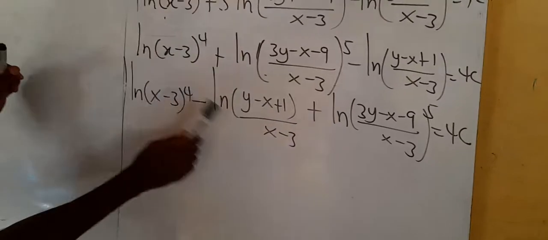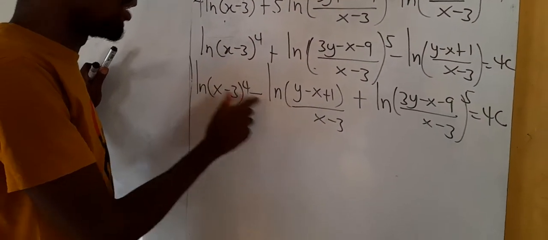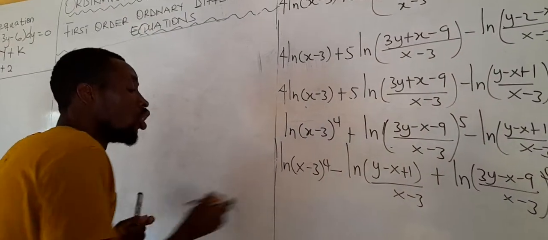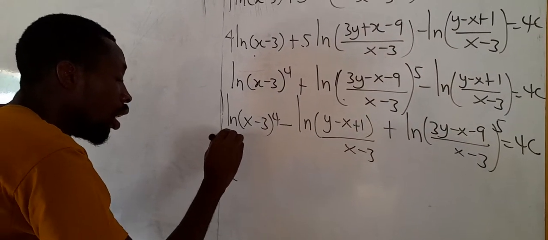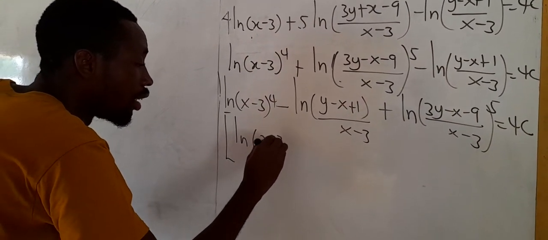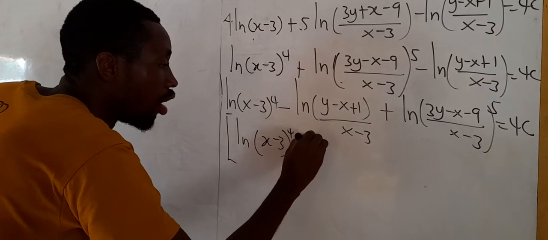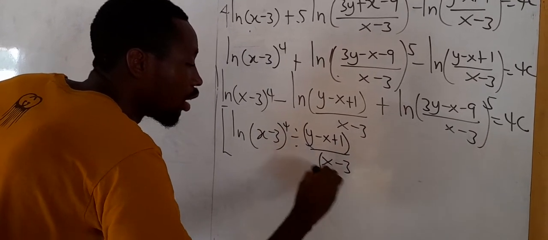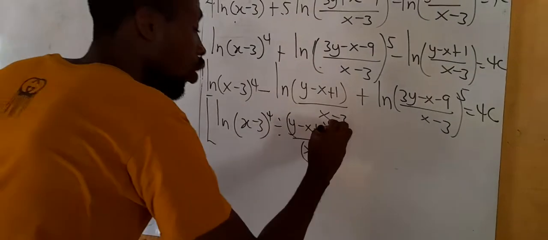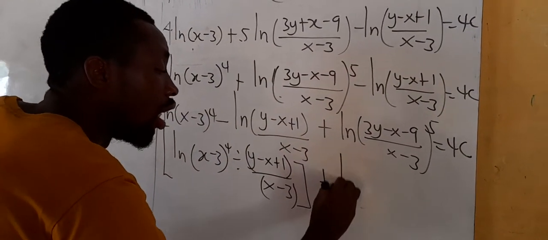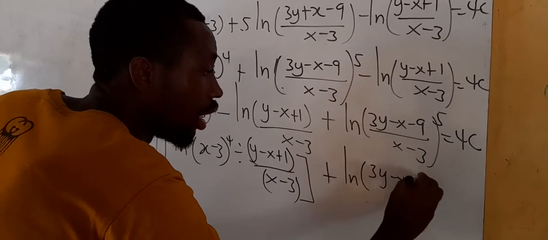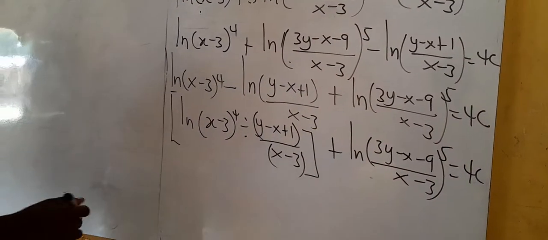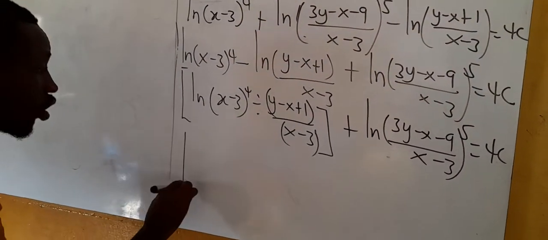So remember the law of indices says that when two logarithms are subtracted with a common base, what do we do? We divide them. So we can rewrite these two as ln x minus 3 exponent 4 divided by y minus x plus 1, then x minus 3. If you get that very well, plus our ln 3y minus x minus 9 over x minus 3 exponent 5 equal to 4c. So remember, when it is dividing, we reciprocate. So we don't have problem.